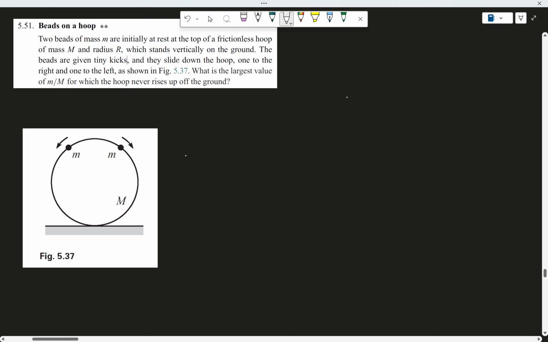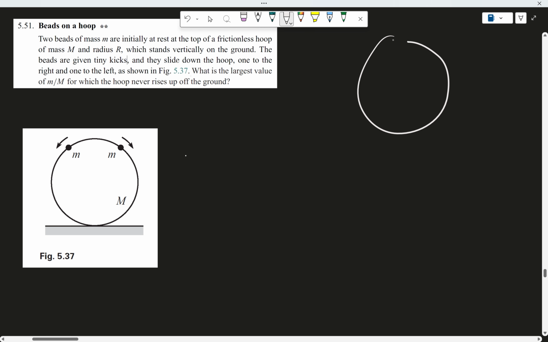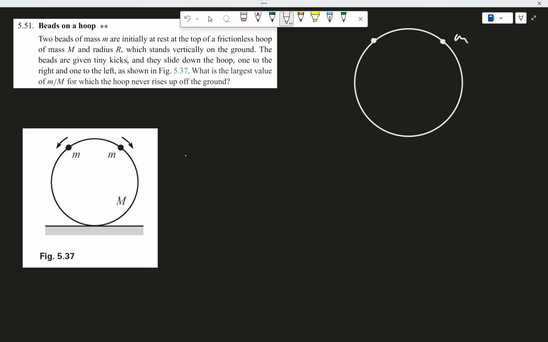Everyone. So today we will talk about exercise 5.51, beads on a hoop. This question is about a hoop on which there are two beads of mass small m, and the hoop itself is big M. These two beads are originally at the top, and they're given tiny kicks so that they slide down, one to the left, the other to the right. And the question is asking us the largest value of small m over big M for which the hoop never rises up off the ground.